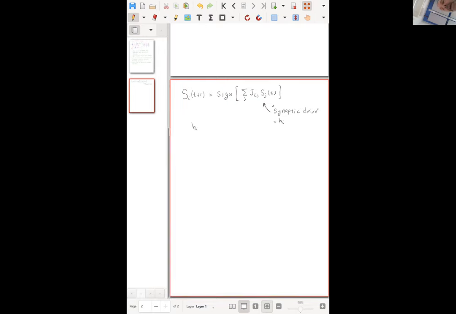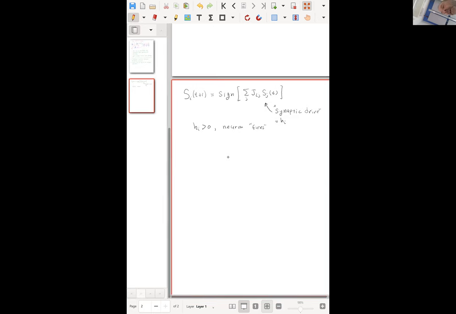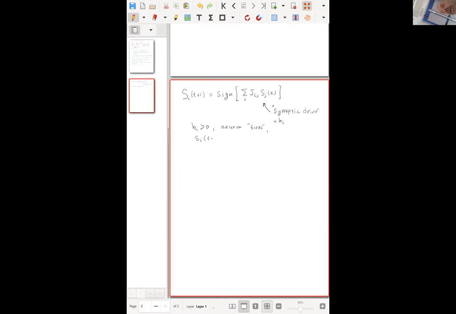So when h_i is bigger than zero, the neuron fires, which means that S_i(t+1) equals plus one. And when h_i is less than zero, the neuron is silent. And again, silent means S_i(t+1) equals minus one.